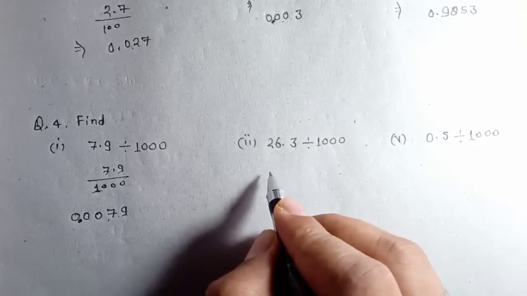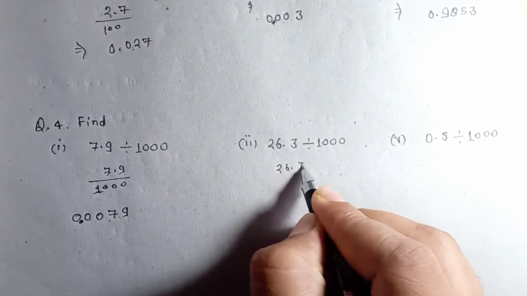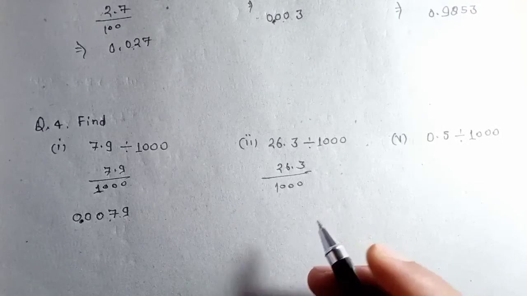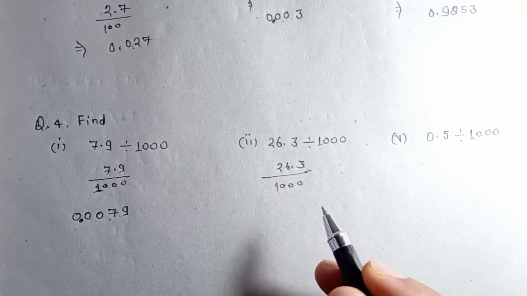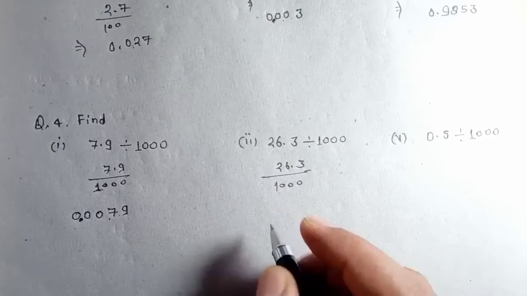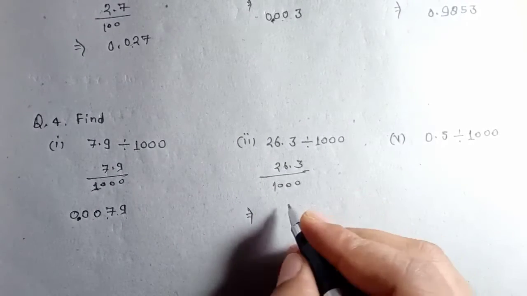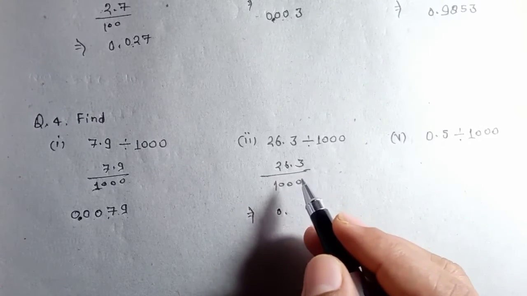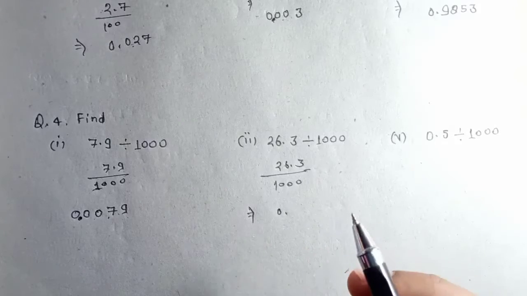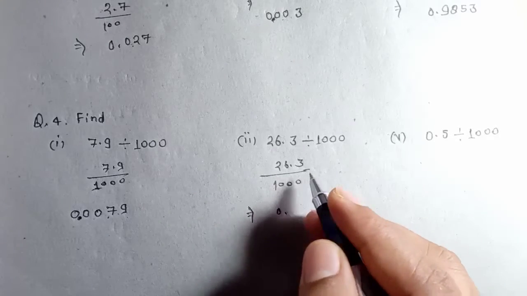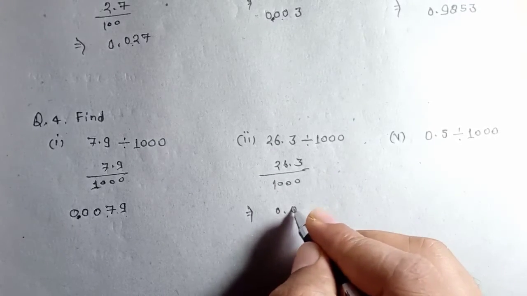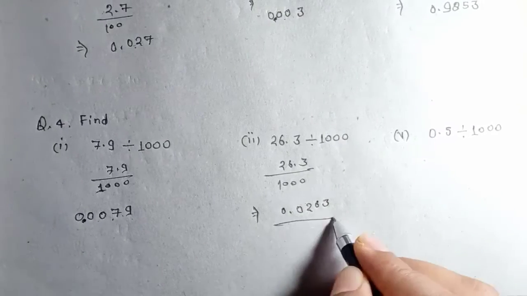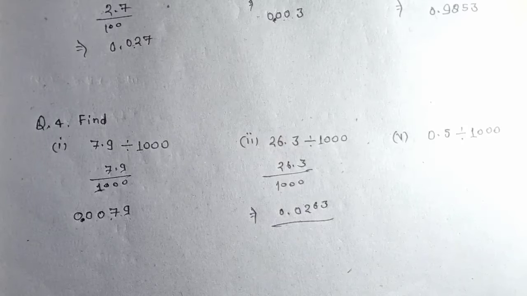Again, right here 26.3 upon 1000. You have to displace the decimal sign left hand side by 3 digits, and this is your answer actually. 0. Displace this decimal sign 3 digits left hand side, and you will get your answer. Now 0.0263. This is your answer.